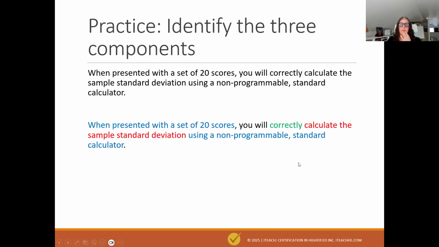Put it up. So here we have 2 sets of conditions, right? We have when presented with a set of 20 scores, but the condition is that they have to use a non-programmable standard calculator. Okay, so those are your 2 conditions. What the students are doing is calculating the sample standard deviation. That's what they're doing. And then it has to be done correctly. Right? So that's your criteria.